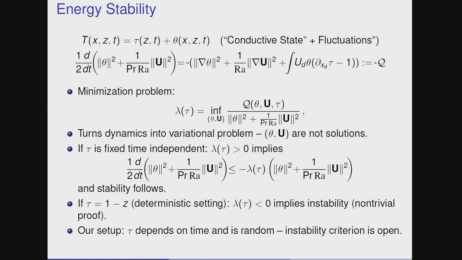Now there is a big step that was done in the deterministic case. I'm not going to calculate this lambda tau. It's a mess. What I'm rather going to do is denote lambda tau to be just the infimum with respect to theta and u of this quantity: the gradient of theta squared plus 1 over Rayleigh times the H1 norm of u squared plus the integral over D of u_d theta, divided by the L2 norms.